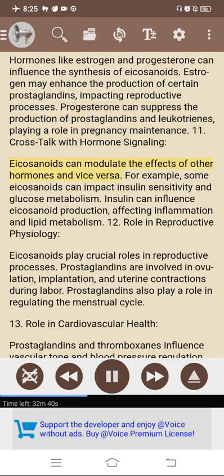Eicosanoids can modulate the effects of other hormones and vice versa. For example, some eicosanoids can impact insulin sensitivity and glucose metabolism. Insulin can influence eicosanoid production, affecting inflammation and lipid metabolism.